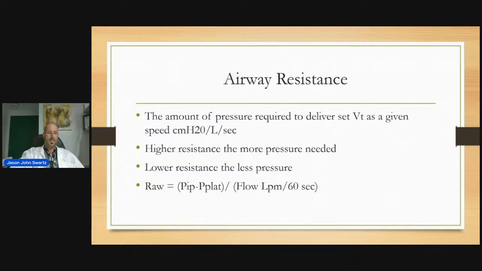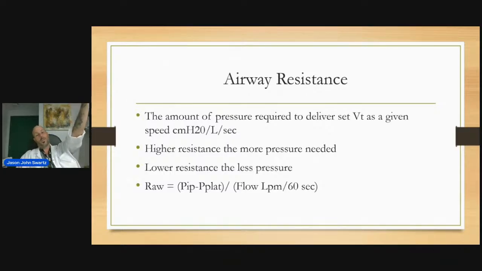Looking at airway resistance, that's the amount of pressure that's required to deliver a set volume at a given speed, measured in centimeters of H2O per liter per second. Don't forget our flow: when we divide, flow is always in liters per minute, so you have to turn that into seconds by dividing the flow by 60. Higher resistance, the more pressure is needed. Lower resistance, less pressure.